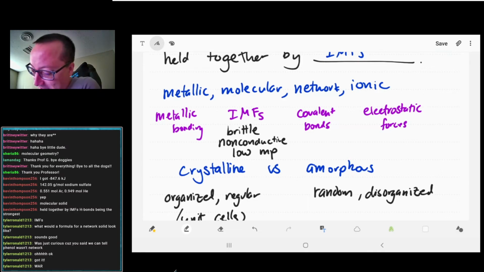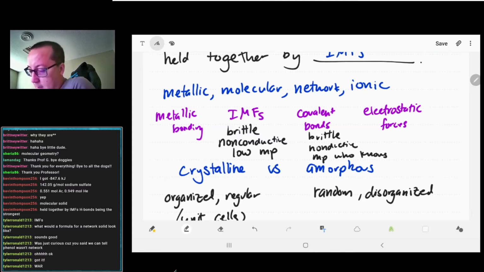Okay, network solids are also going to be brittle and non-conductive. But their melting points can be all over the place. It just depends on how big the network is, like a big old diamond, and how perfect the crystal structure is. So let's not worry about melting points there.